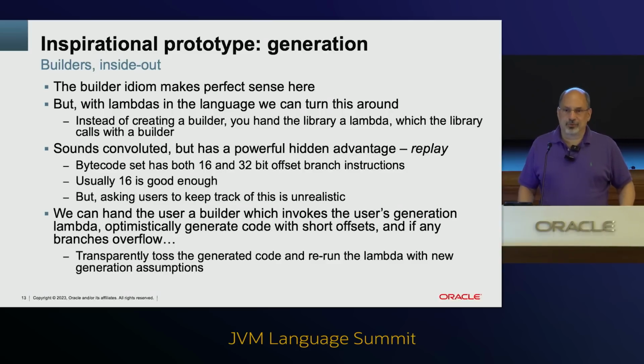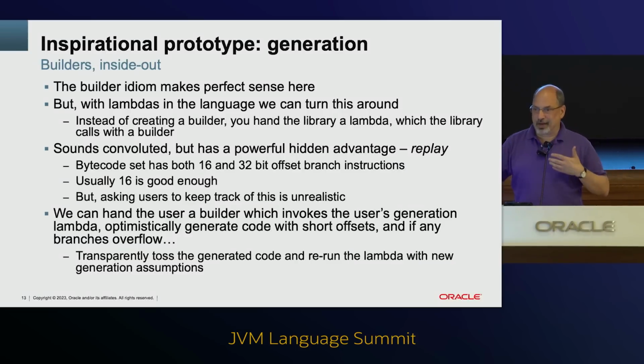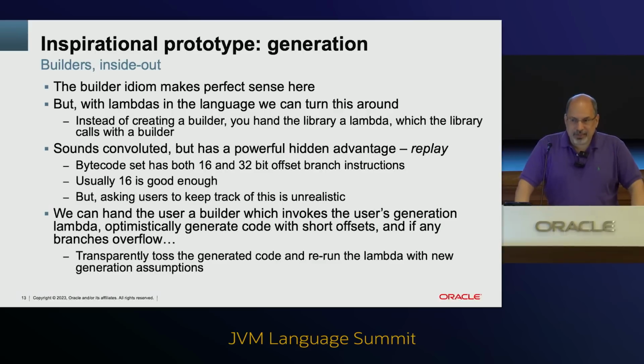And okay, that sounds really roundabout, right? It's like saying, here, take this piece of paper and give it to me, right? And you're wondering, why am I part of this transaction, right? So it sounds convoluted, but there's a powerful hidden advantage here because it lets the library control the lifecycle of the builder, and therefore we have the opportunity to call your lambda more than once with different code generation parameters.